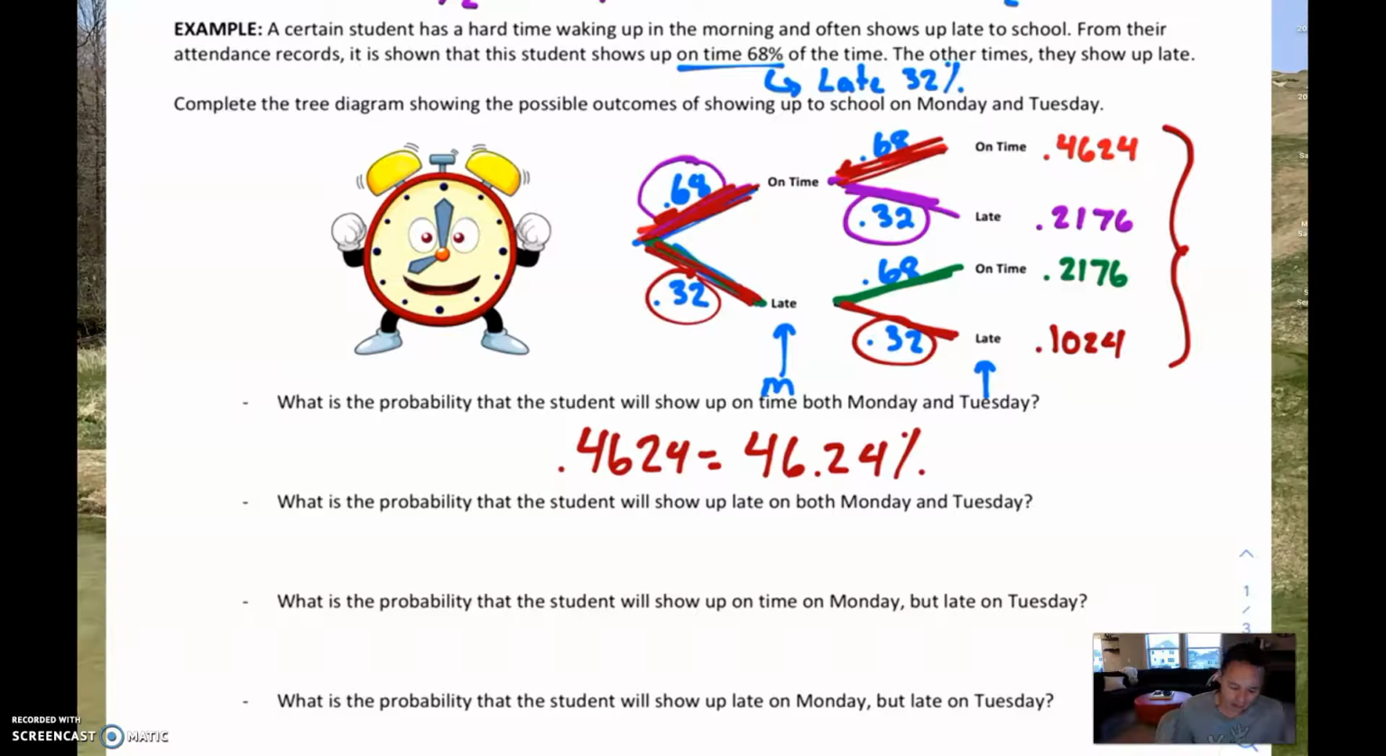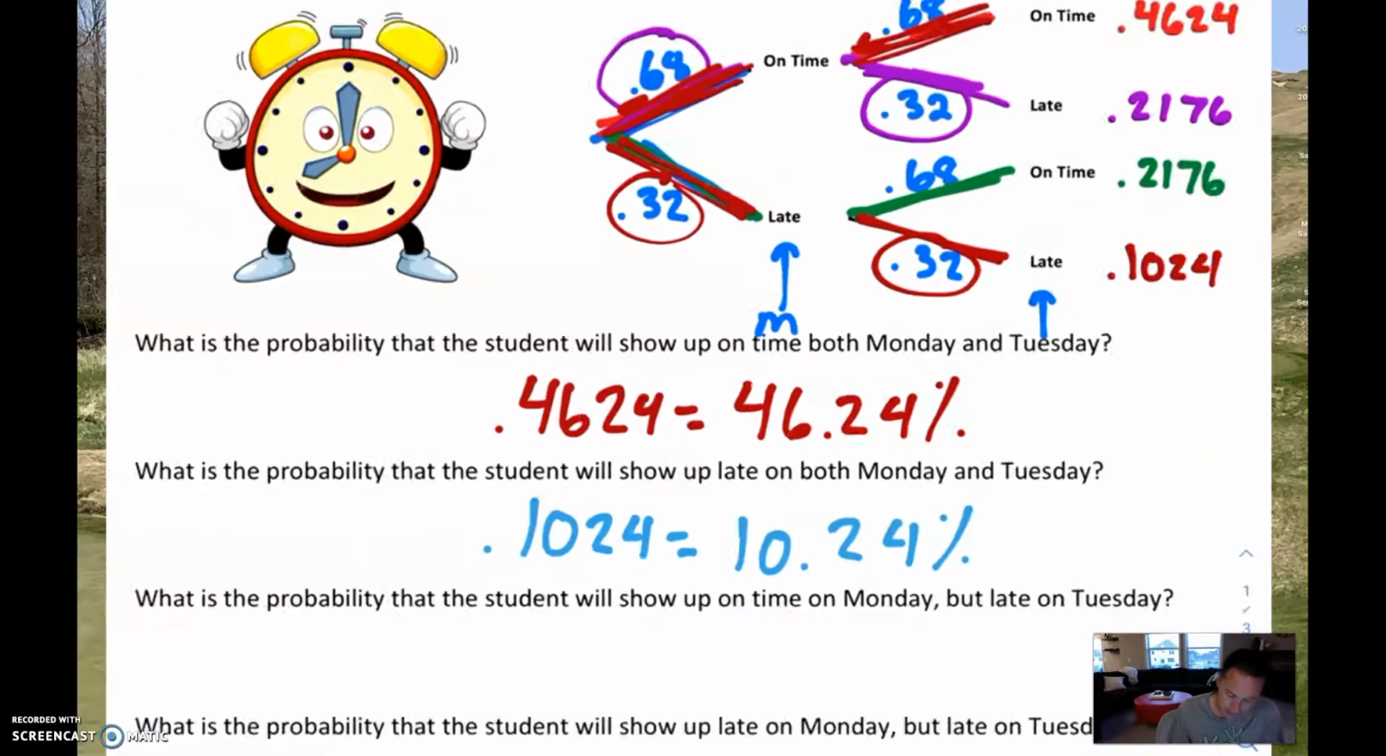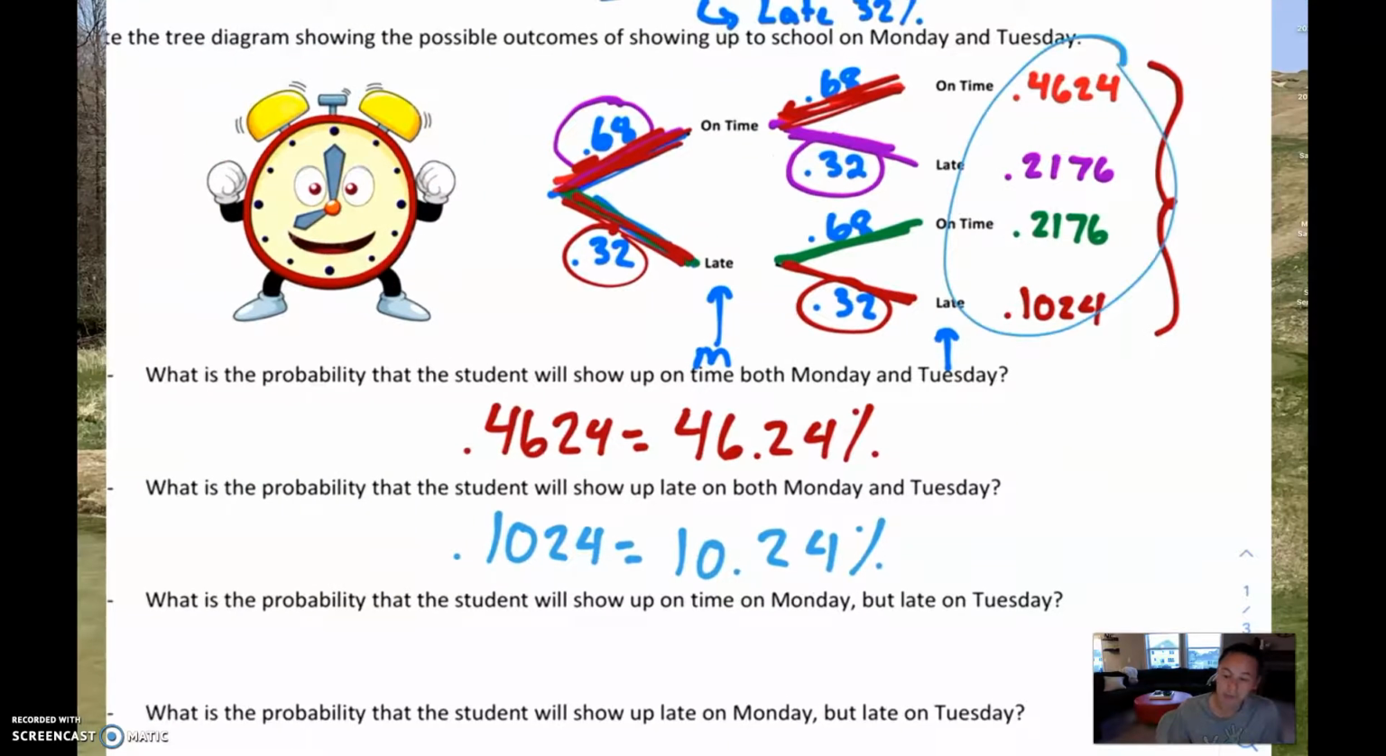What's the probability that this student shows up late both Monday and Tuesday? That means Monday they would have to be late and Tuesday they'd have to be late. That would be this scenario right here. So 0.1024, which is equal to 10.24%. Hopefully you see why it's nice to have all these probabilities here. Now we just have to pluck the answers and write them down.